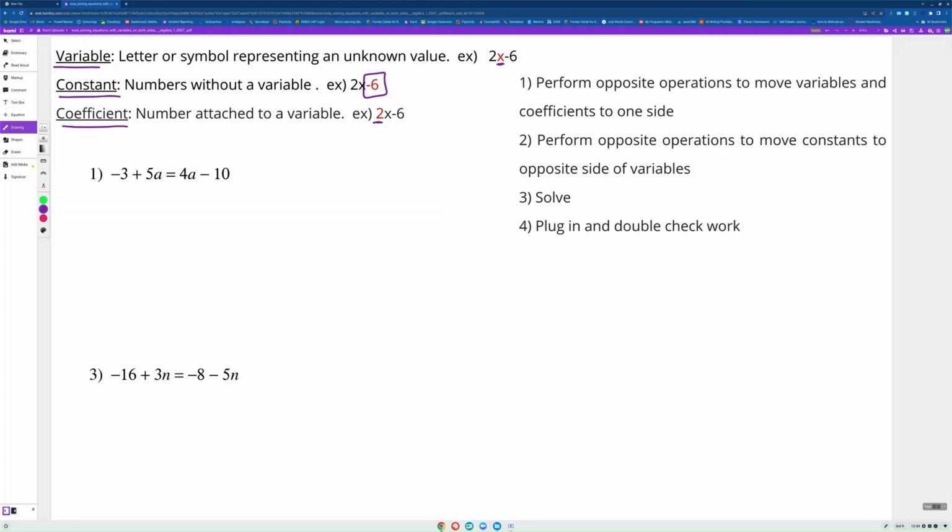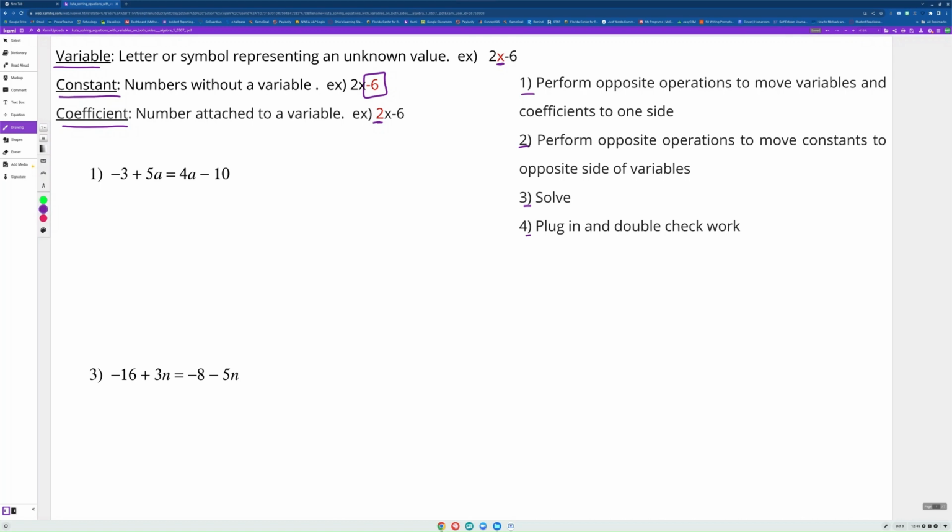So what we're going to do is first we're going to go ahead and perform opposite operations to move the variables and the coefficients to one side. Then we're going to perform opposite operations to move constants to the opposite side of the variables. We're going to solve, and then we're going to plug in our work and double check our answer.